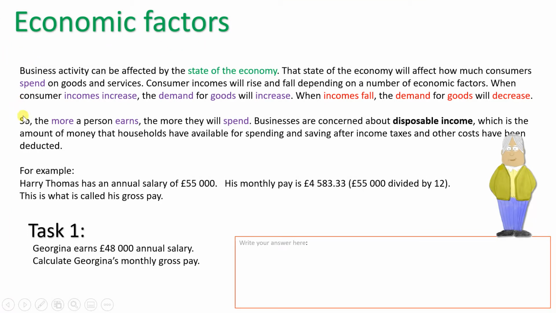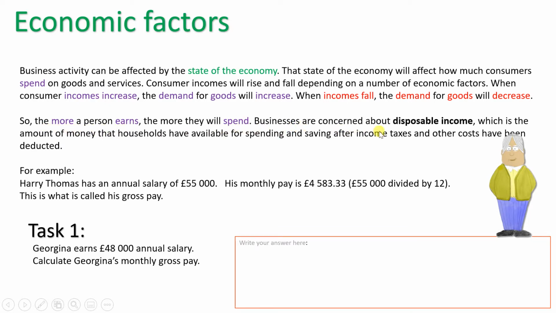Economic factors, the first external one we're going to look at. Business activity can be affected by the state of the economy. That state of the economy will affect how much consumers spend on goods and services. Consumer incomes will rise and fall depending on a number of economic factors. When consumer incomes increase, the demand for goods will increase. When income falls, the demand for goods will decrease. So, this means that the more a person earns, the more they will spend.